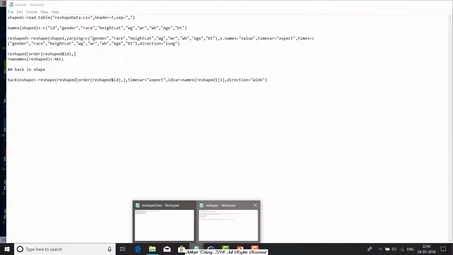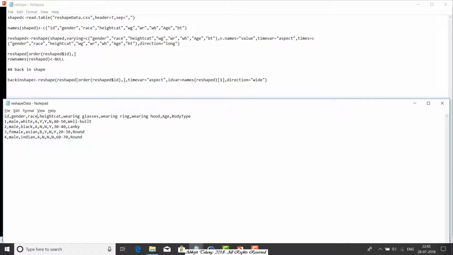In this video, we'll quickly look at the reshape function. This typically can be used on a data frame to change the alignment or the organization of data. For instance, let's look at this given data set.